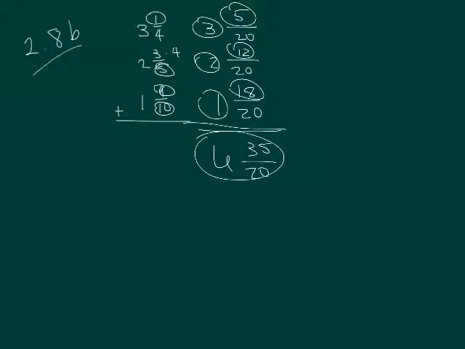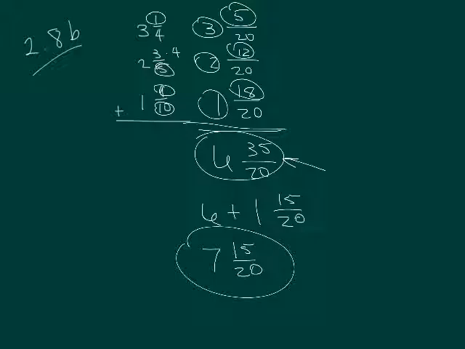And there's my answer, except this is improper, so I need to change that. And 35 over 20. 20 goes into 35 once, with 15 left over. So I add those up and I get 7 and 15 20ths. Now what you'll notice here is 15 over 20 is not reduced because you can pull out a 5 from both the 15 and the 20. So if we pulled a 5 out of 15, 15 divided by 5 is 3, 20 divided by 5 is 4. That's the reduced version.